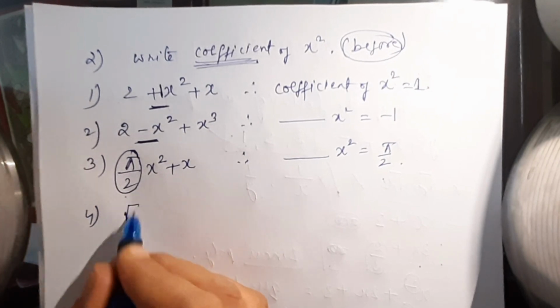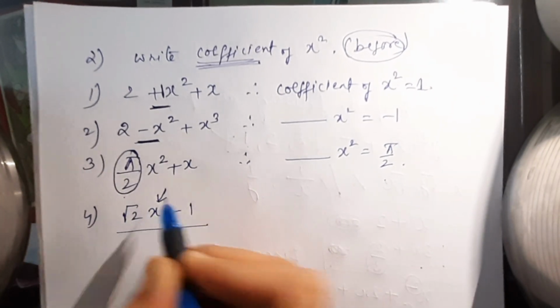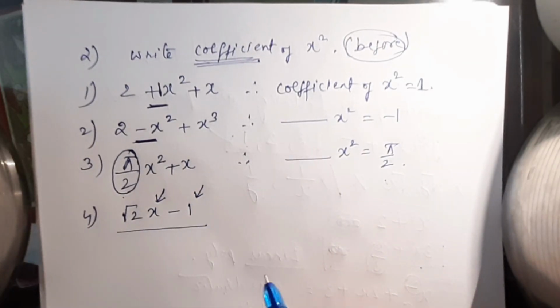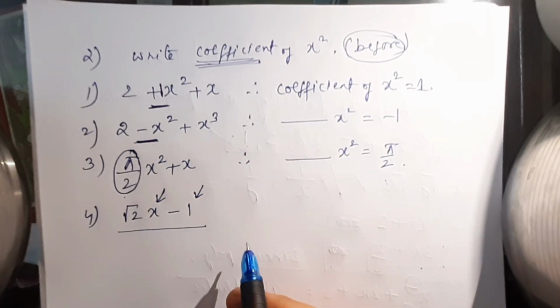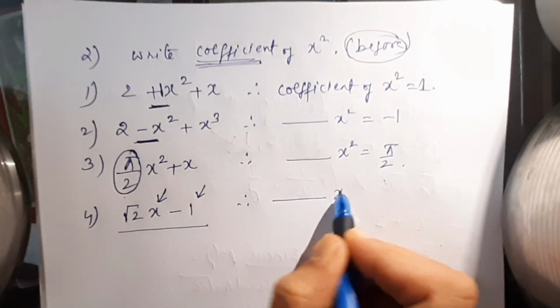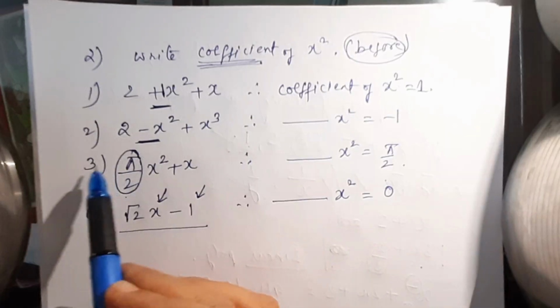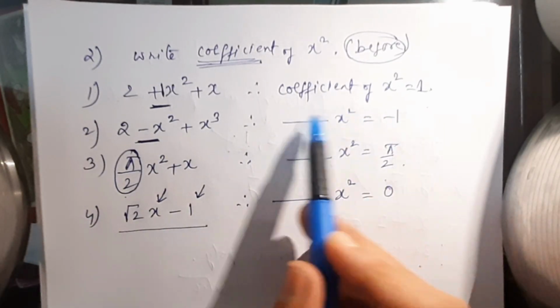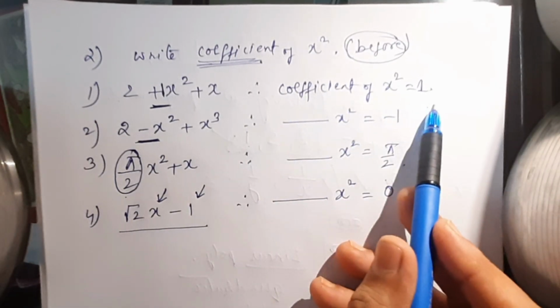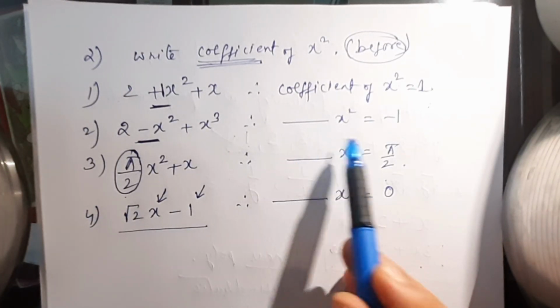Now in the fourth question, you can find that there is no x square term. Here we have the term with x and only a number is there. There is no x square. So therefore the coefficient of x square is 0. I am not writing the complete sentence here, but when giving the answer, you need to write the whole sentence, coefficient of x square. I gave only one example. The rest of the examples, everyone can follow in the same way.